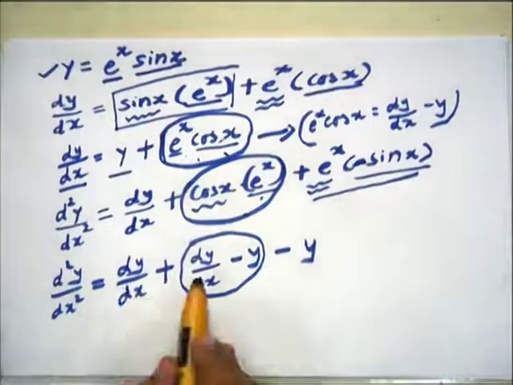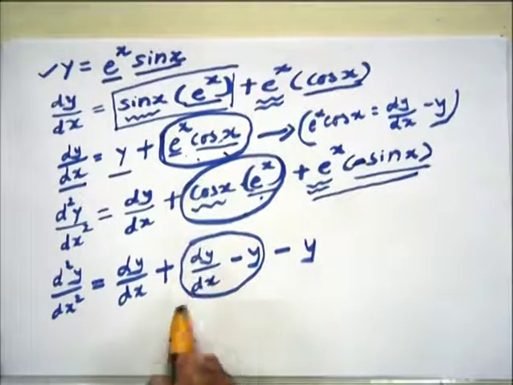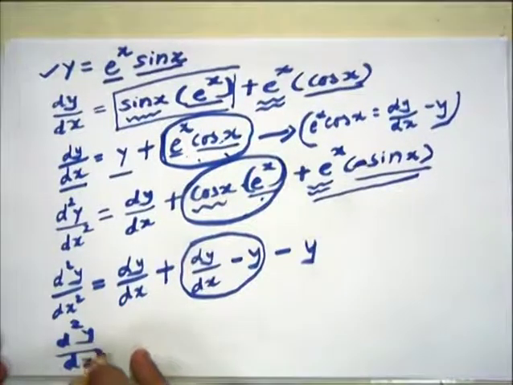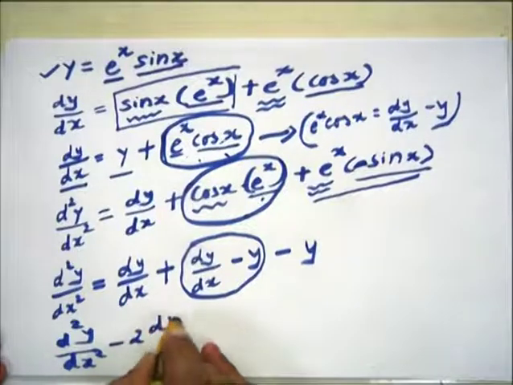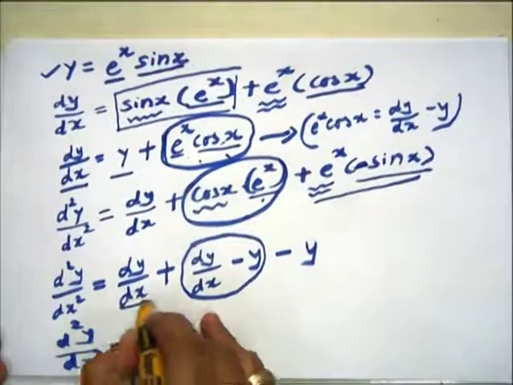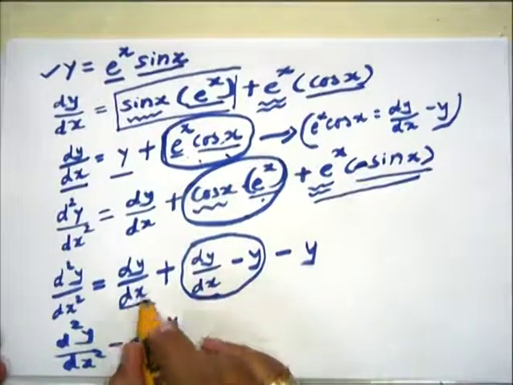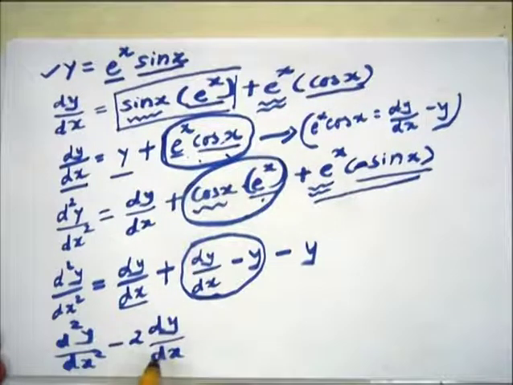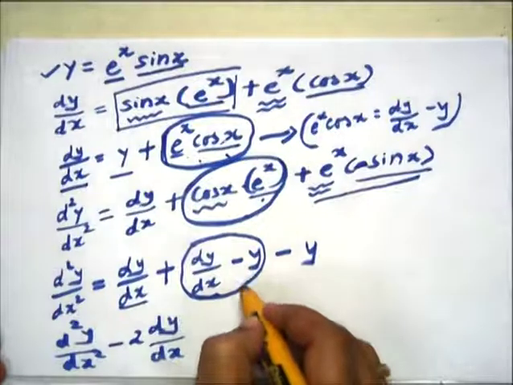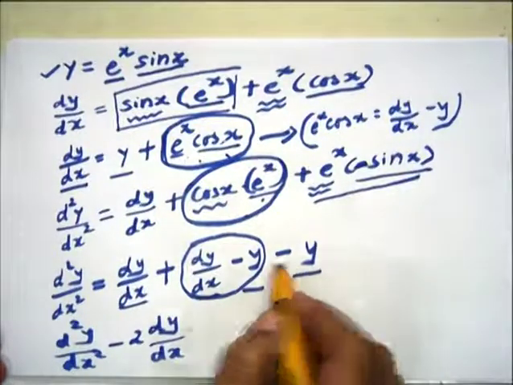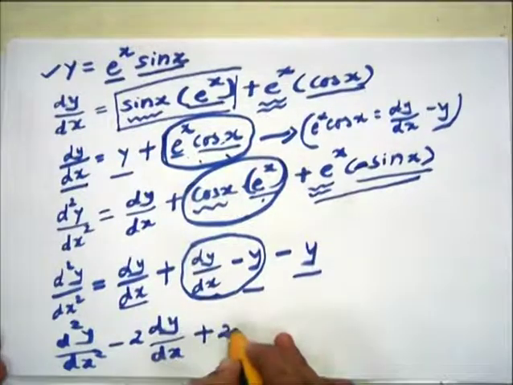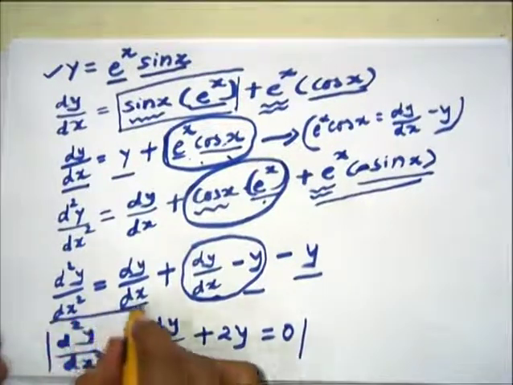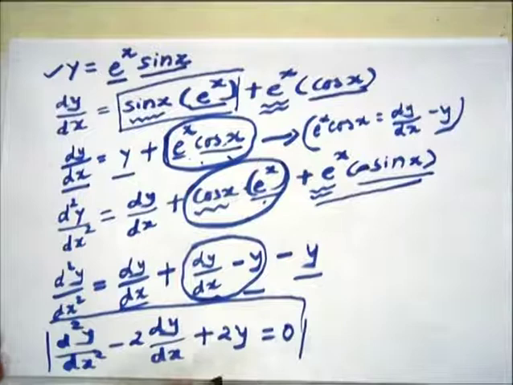Now dy by dx plus dy by dx is 2 dy by dx, so it is d2y by dx2 minus 2 dy by dx, because this is dy by dx plus dy by dx, so it is 2 times dy by dx, and it has a minus sign, but if we take it on the left hand side it will become minus, and this is minus y, so it is minus 2y, but if we take it on the opposite side it will become plus 2y is equal to 0. Exactly, this is the equation which we want to prove.